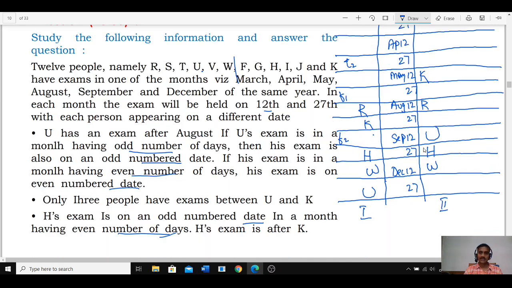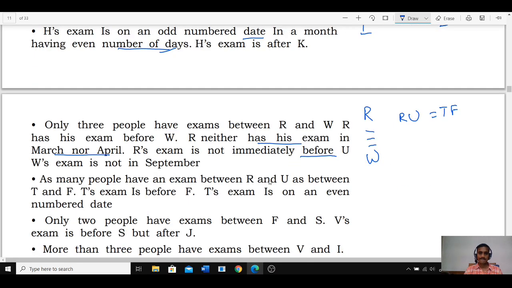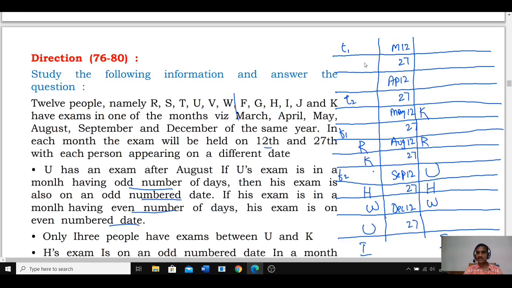Then next one, T is before F, R and U, T and F, T is before F. T's exam is an even number date. T's exam is an even number date. Now here even number date, T cannot be here. So T must be at this place, F is at this place. Now T's exam is an even number date.